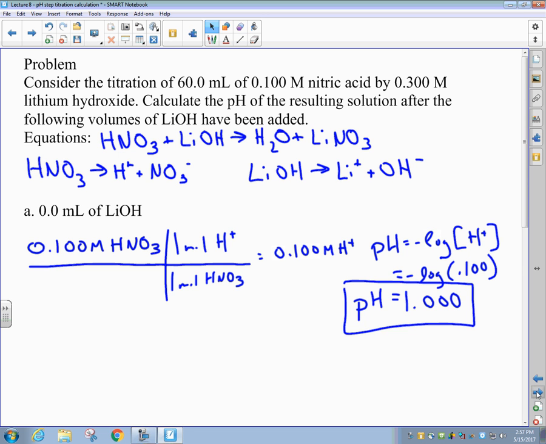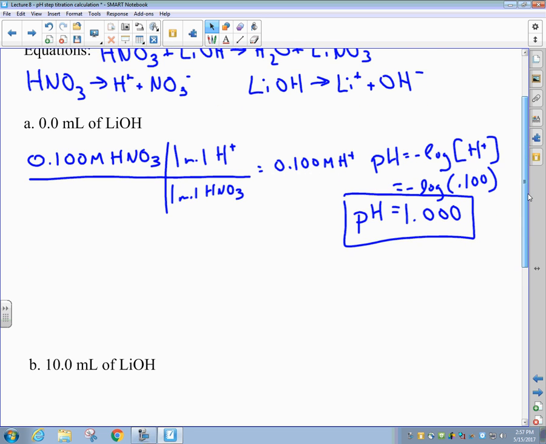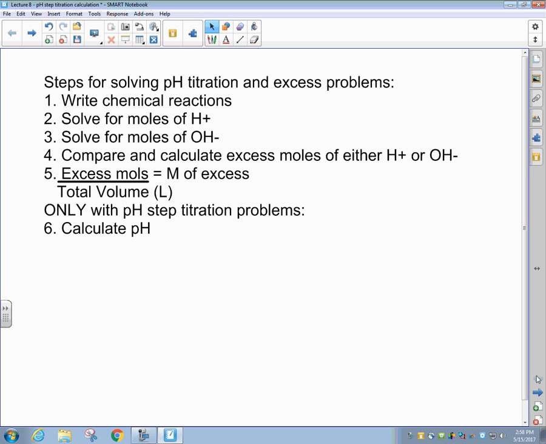So part A is a little bit different because we haven't added any base. Part B is where we will have added our first amount of base. So at this point, we go back to our steps we have on the previous slide. We've already done step 1. Chemical reactions are the same for all the different parts of the problem. So now we need to do part 2 and part 3. Solve for moles of hydrogen and solve for moles of hydroxide.